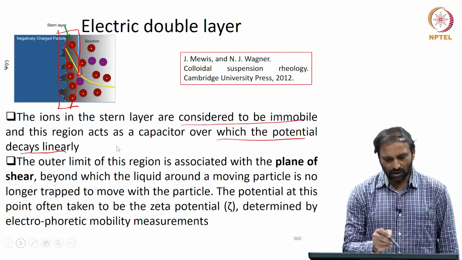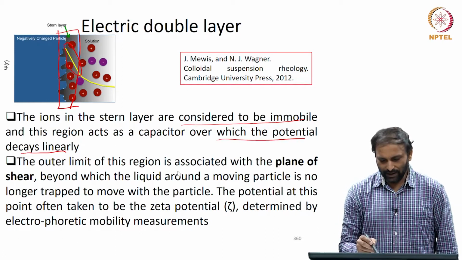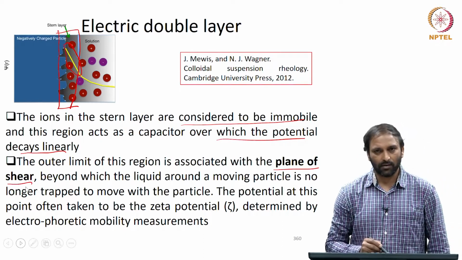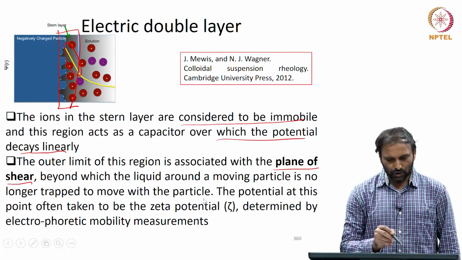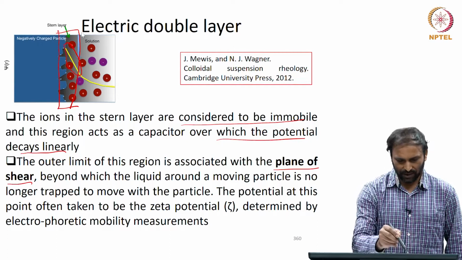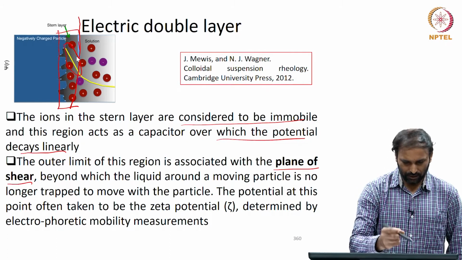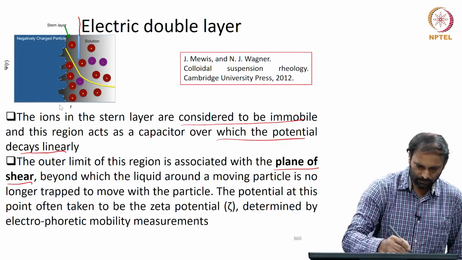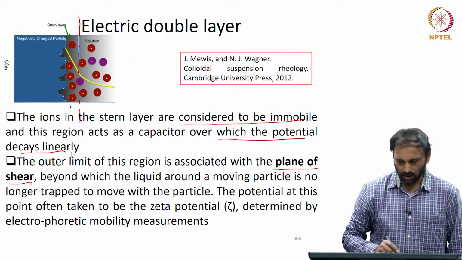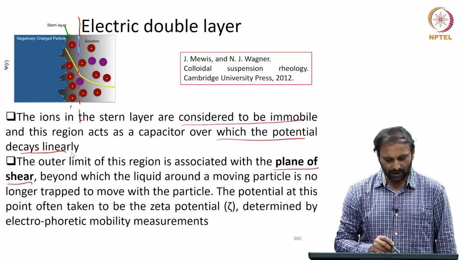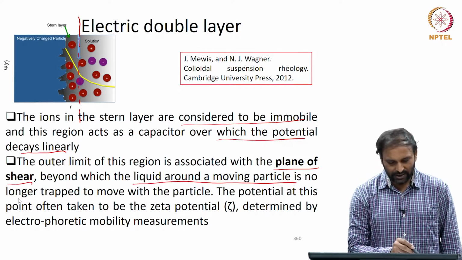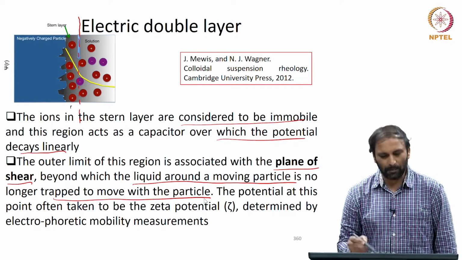The outermost limit of the Stern layer is associated with what is called the plane of shear, and so this essentially signifies that beyond this plane of shear, that is, I am going to draw a vertical line here. I am going to draw a dotted line, that is the plane of shear beyond which the liquid around a moving particle is no longer trapped to move with the particle.